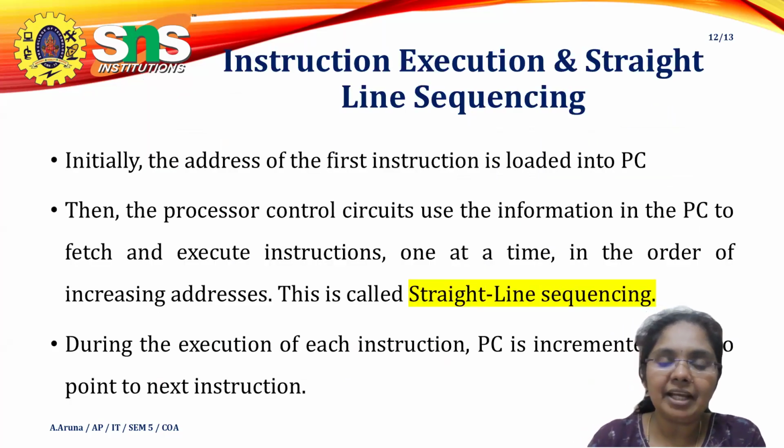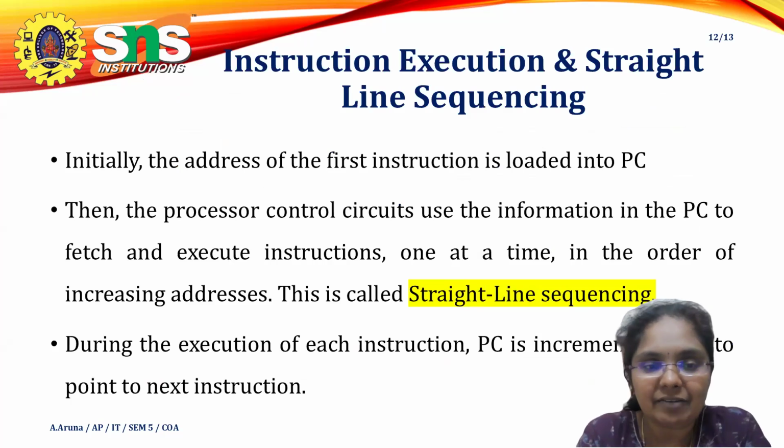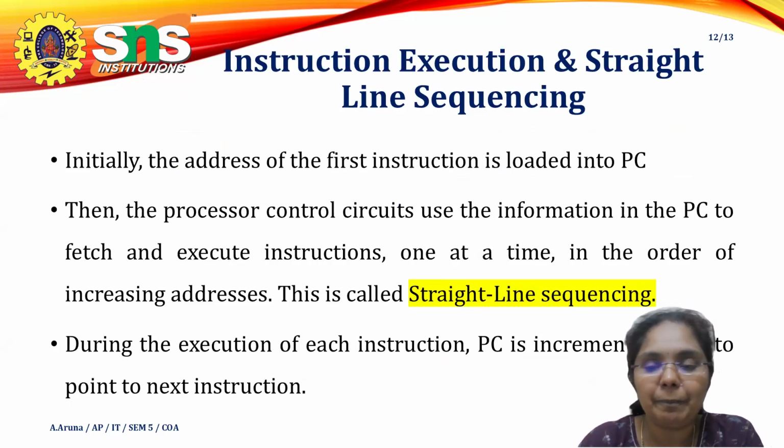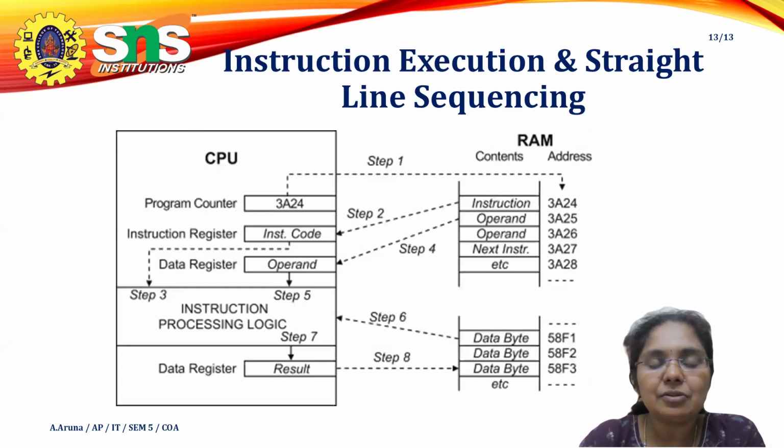Here you have another concept called straight line sequencing. The address of the first instruction is loaded into the PC. The program control circuit uses the information in the PC to fetch and execute instructions one at a time, in increasing address order. This is called straight line sequencing. During execution of an instruction, the PC is incremented to point to the next instruction by 4 bytes. So this is how an instruction is executed.